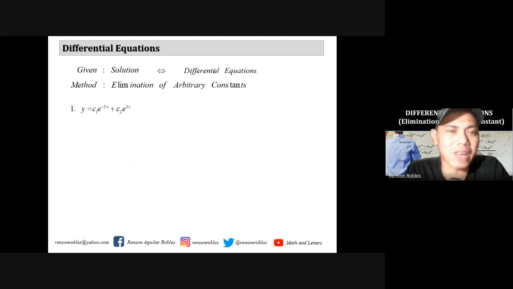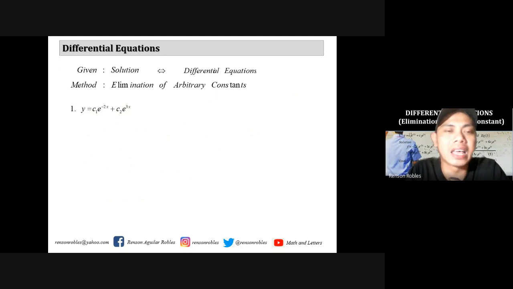Say we wish to find the differential equation related to y equals c sub 1 e to the negative 2x plus c sub 2 e to the 3x. Remember that this equation, y equals c sub 1 e to the negative 2x plus c sub 2 e to the 3x, is a solution to the desired differential equation that we are going to look for. Okay, now, so we can see that there are two constants here, C1 and C2.